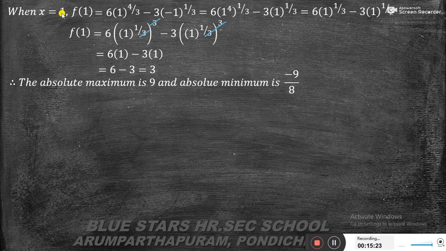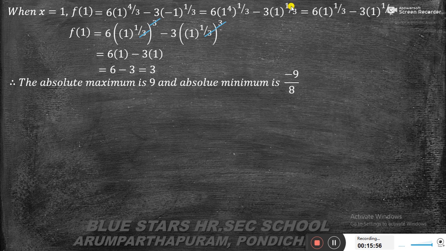Next I substitute x equal to 1 in the given function. f of 1 equal to 6 into 1 power 4 by 3 minus 3 into minus 1 whole power 1 by 3. So 1 power 4 is 1, since 1 power any number is 1. So again minus 3 into minus 1 whole power 1 by 3. Here there is no minus 1, it is plus 1 power 1 by 3.